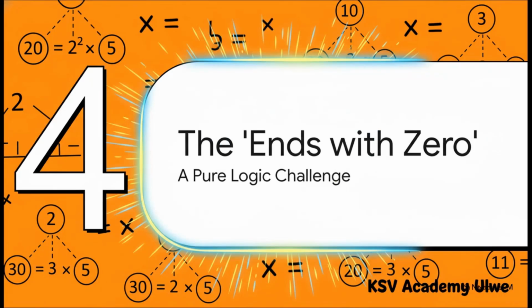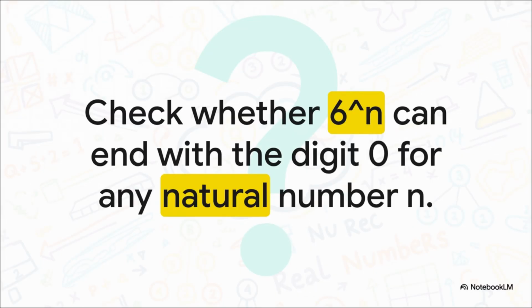Okay, let's switch gears a bit. We're moving from a calculation problem to a pure logic problem. This next question isn't about how fast you can multiply. It's about how well you understand what numbers are actually made of. They're prime factors. Think about this for a second. The question is, if you take the number 6 and raise it to any power n, can the final number ever end with a 0?